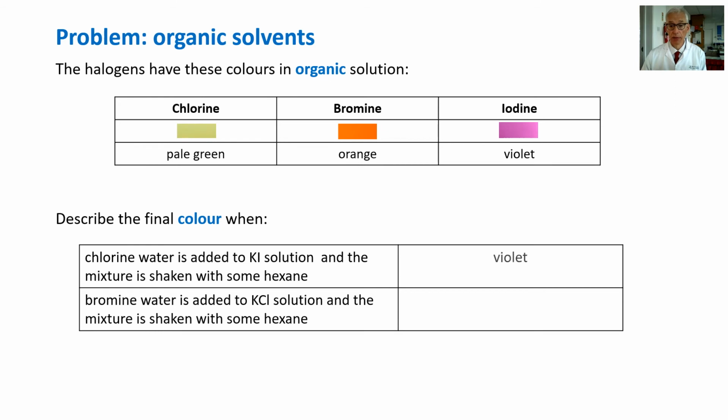So as chlorine will displace iodine, we would see iodine in the organic solvent, and that would be the colour violet. As bromine is less reactive than chlorine, there'll be no change chemically, so bromine will remain and will be collected into the organic solvent, and therefore you would see a strong orange colour.